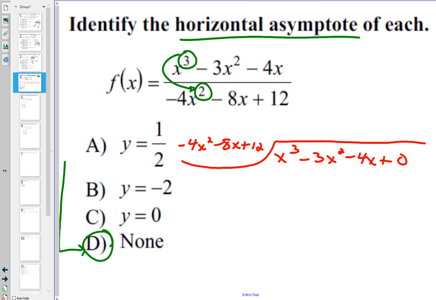I know you woke up this morning, and some of you actually haven't woken up this morning, but those of you that have woken up this morning were dying to know about slant asymptotes. Ask and ye shall receive.